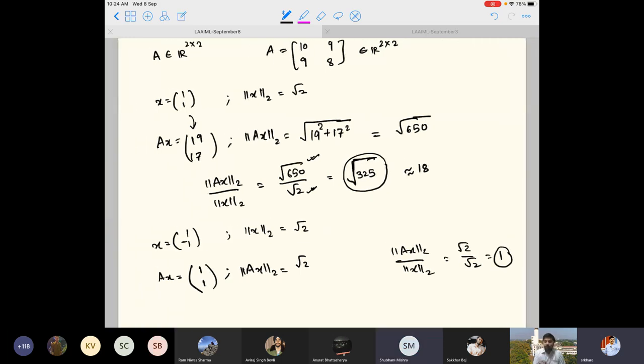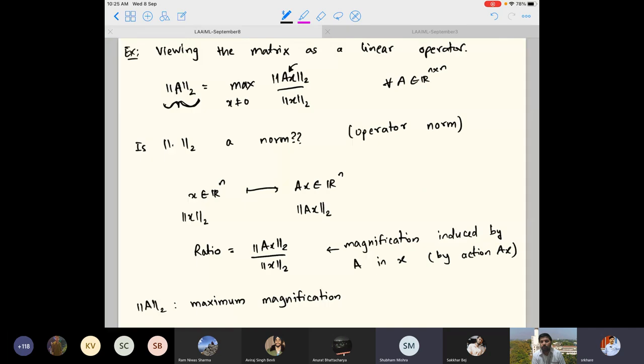Sir, is this norm efficiently computable? Like the Frobenius norm we can compute directly, right? But this has a max term, which can be difficult to calculate.